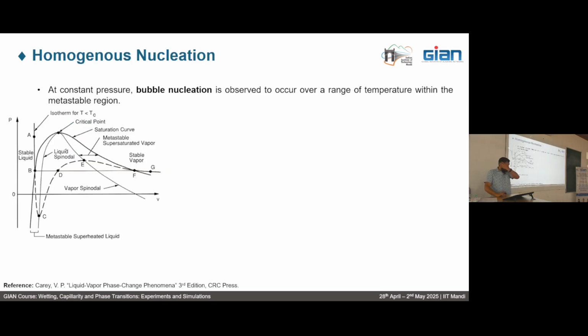Going ahead, let's talk about homogeneous nucleation first. At constant pressure, bubble nucleation is observed to occur over a range of temperature within the metastable region, which we have just discussed.